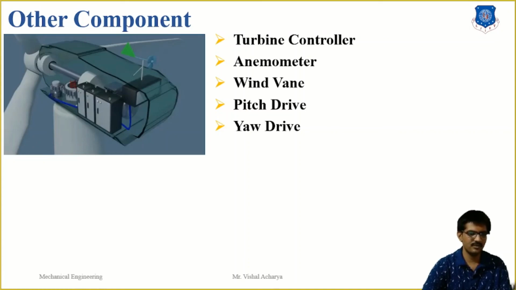Wind vane, it just senses the direction of the wind and passes the direction to the PLC, then the PLC faces the blade in such a way that it cuts the maximum wind. Pitch drive motor controls the angle of the blade. Whenever the wind changes, it rotates the angle of the blade to cut the maximum wind, which is called the pitching of the blade. And yaw drive is used for the nacelle.